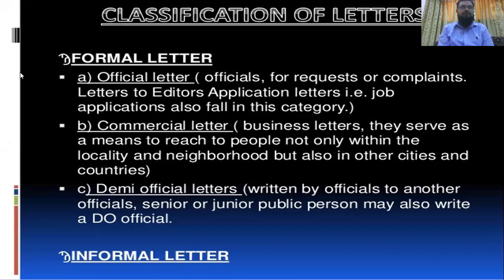There are basically three classifications of formal letters. Official letters: officials for requests or complaints, letters to editors, application letters, that is job applications, also fall in this category. Commercial letters, business letters: they serve as a means to reach people not only within the locality and neighborhood but also in other cities and countries.